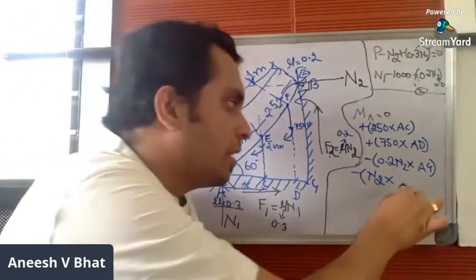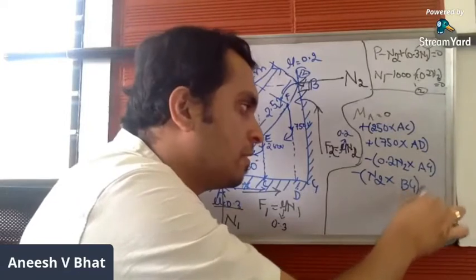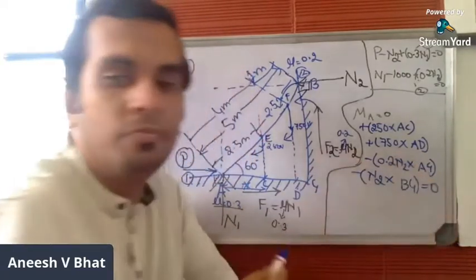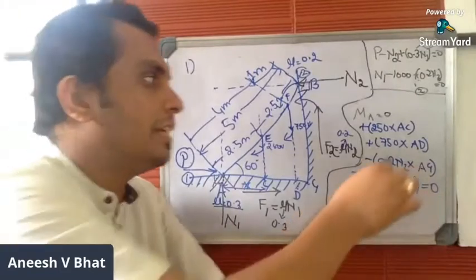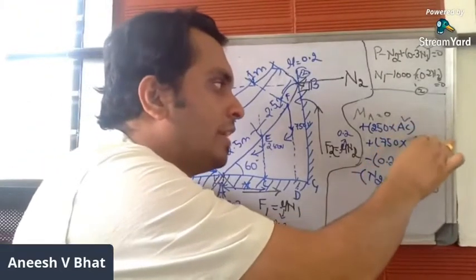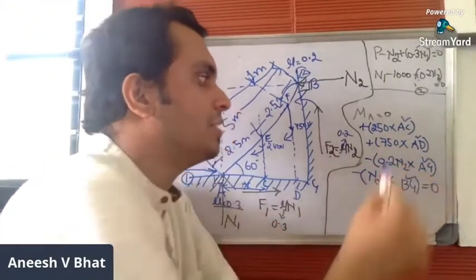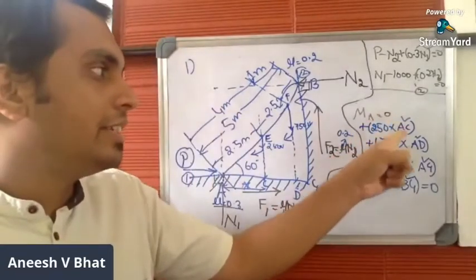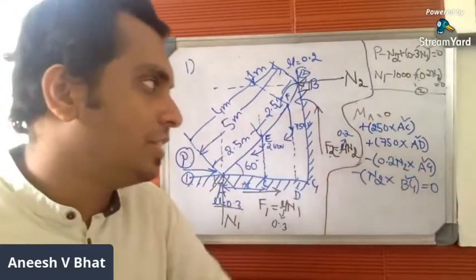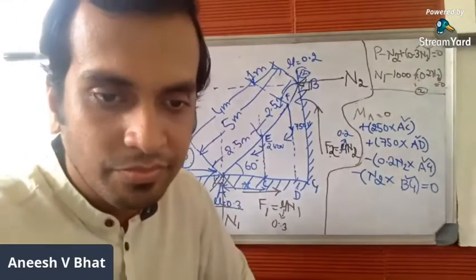Which is BG, is equal to 0. So here AC, AD, AG, and BG are unknown. We have to find AC, AD, AG, and BG in order to find the value of N2.